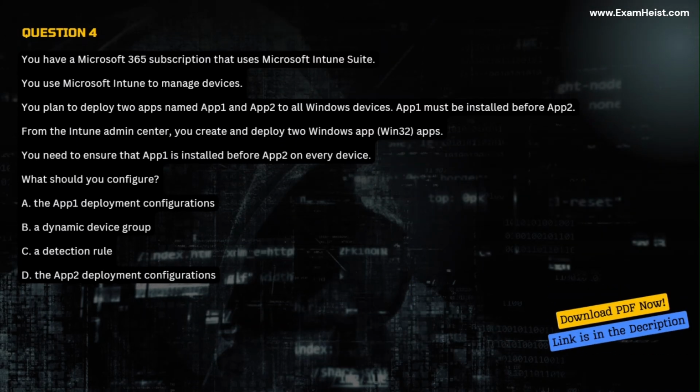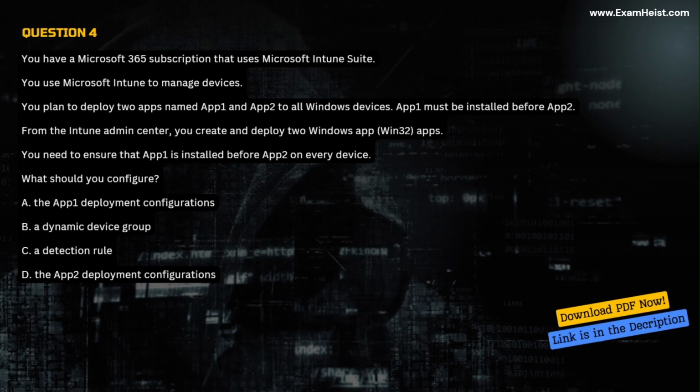Question 4. You have a Microsoft 365 subscription that uses Microsoft Intune Suite. You use Microsoft Intune to manage devices. You plan to deploy two apps named App 1 and App 2 to all Windows devices. App 1 must be installed before App 2. From the Intune Admin Center, you create and deploy two Windows app Win32 apps. You need to ensure that App 1 is installed before App 2 on every device. What should you configure?